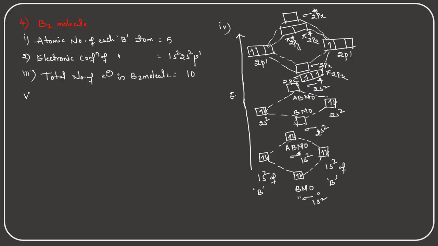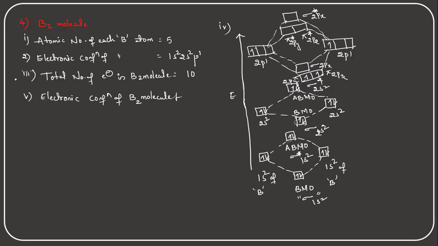And what will be the fifth point? Writing the electronic configuration, right? Electronic configuration of the B2 molecule. So we have to write this electronic configuration. I forgot to fill the electrons here, I'm sorry. So here also I have filled. Now write the electronic configuration in the ascending order of their energy level.